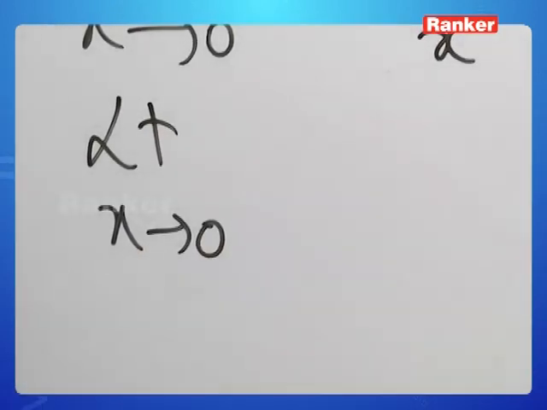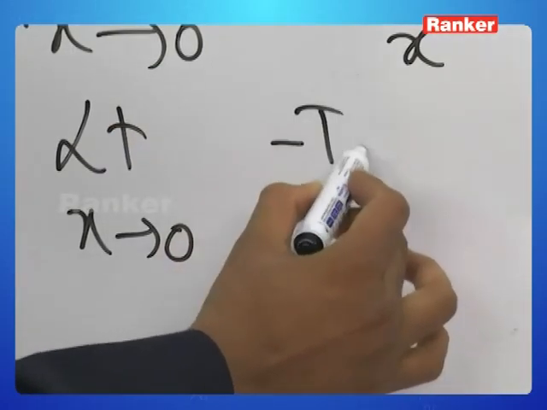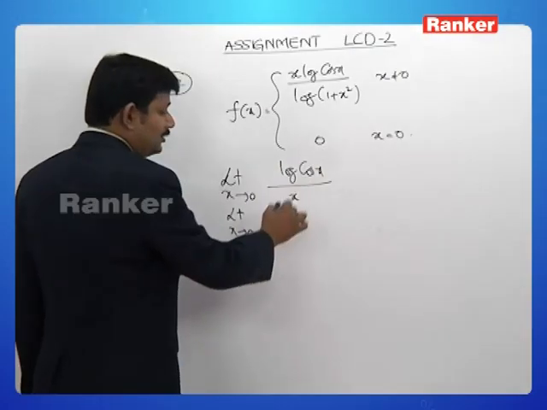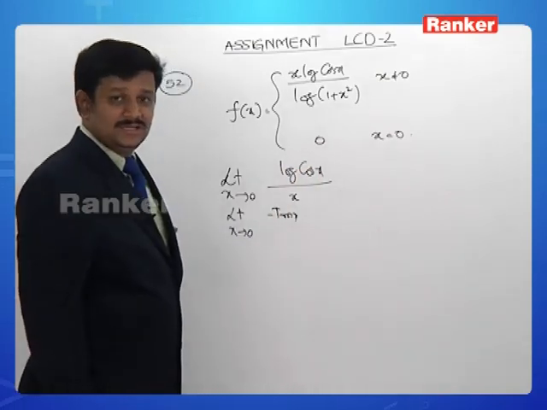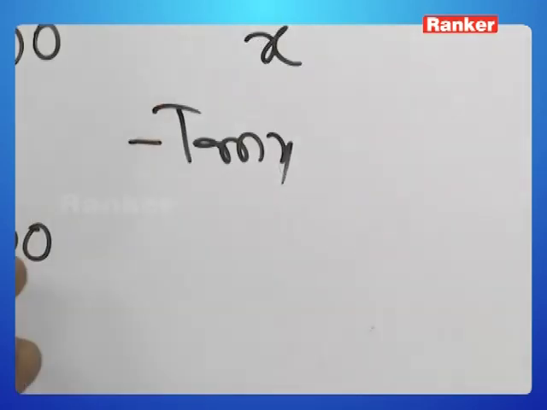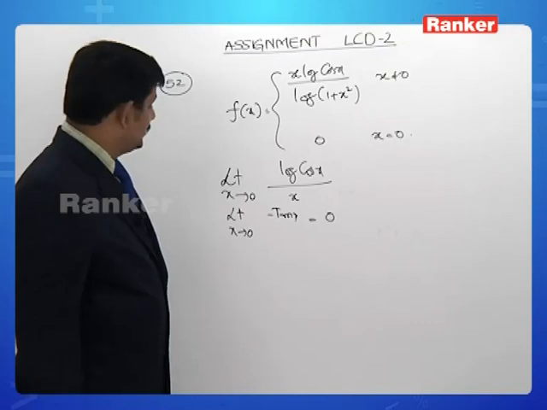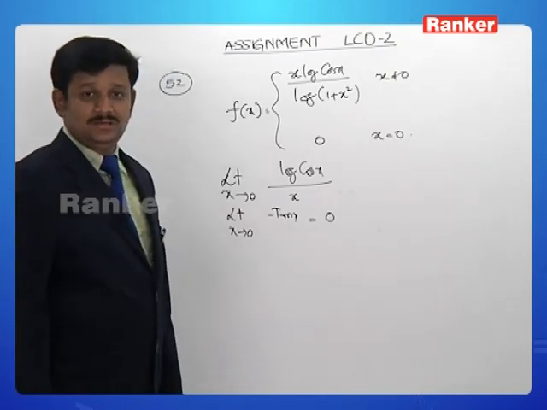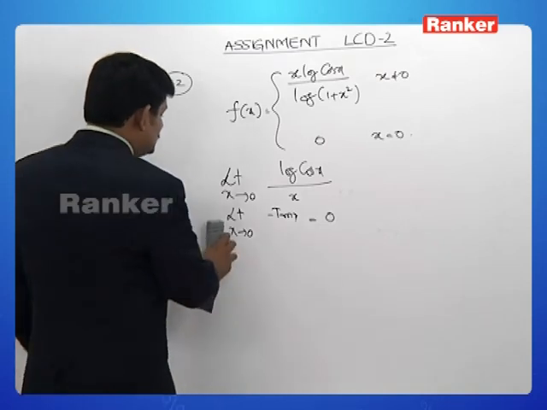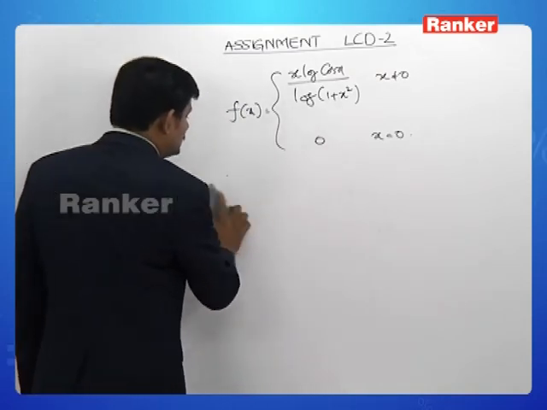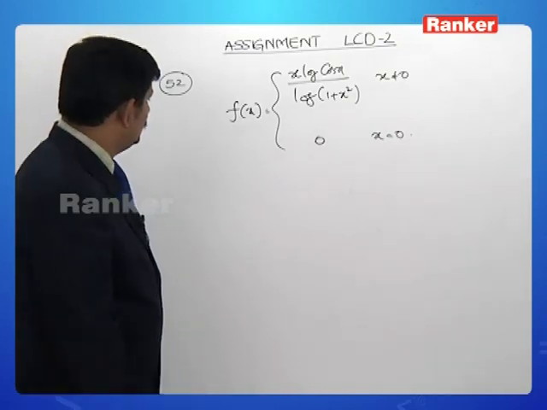Limit x tending to 0. Derivative of log cos x is 1 by cos x into minus sin x, which is minus tan x, divided by derivative of x, which is 1. So, limit x tending to 0 of minus tan x is 0. So, we can see this limit exists and is equal to 0. So, we can say the function is continuous at x equal to 0.